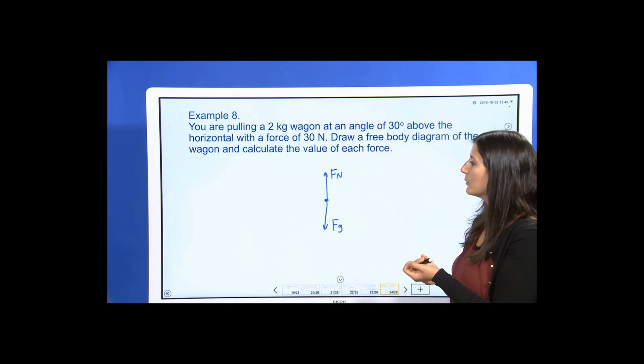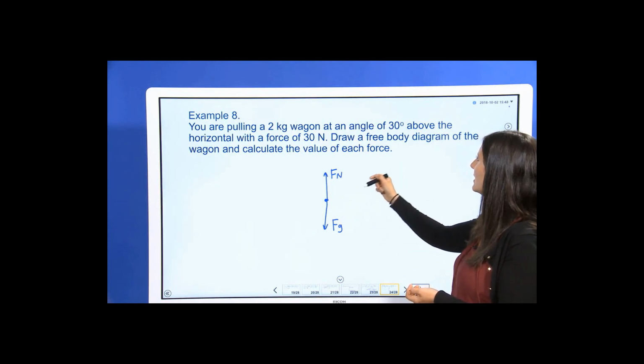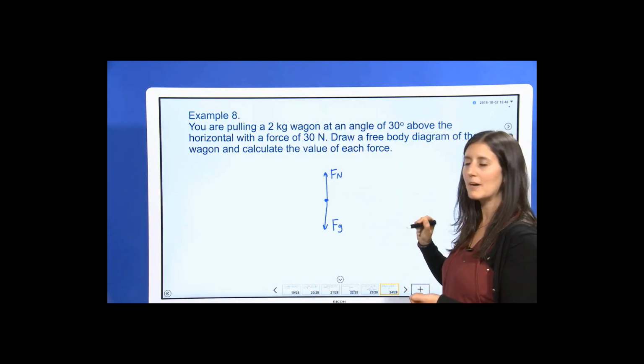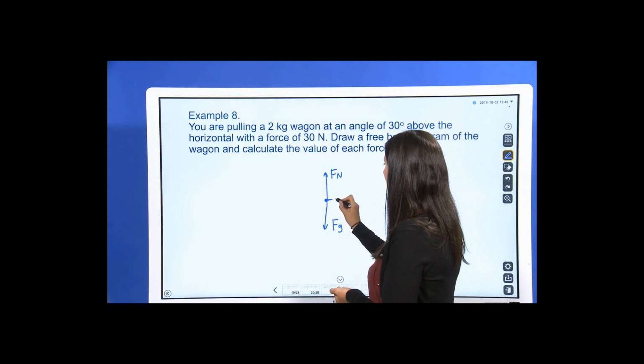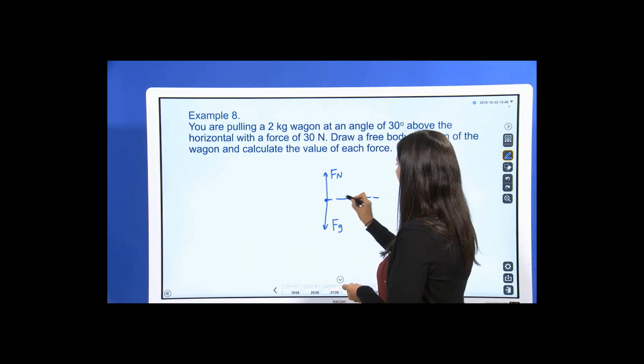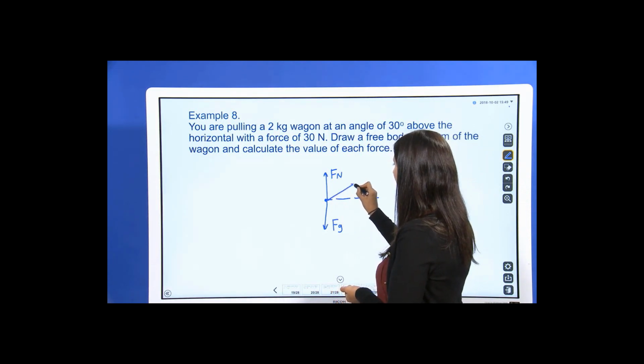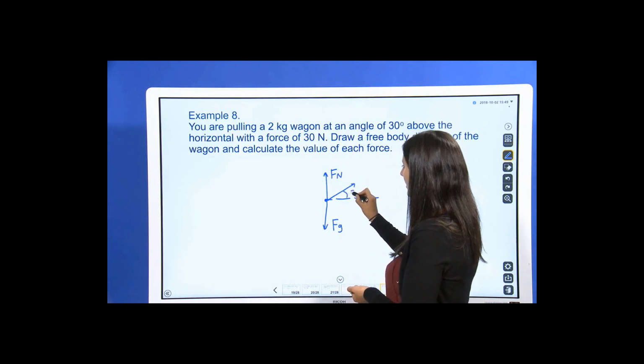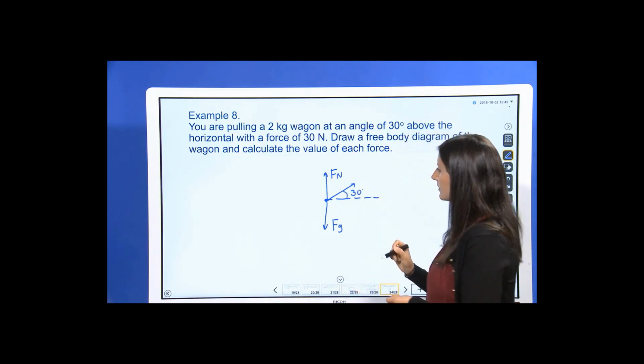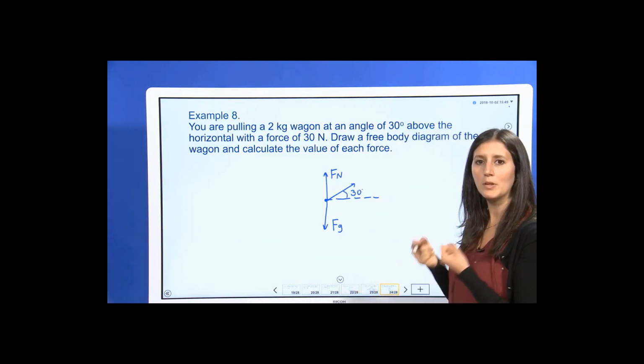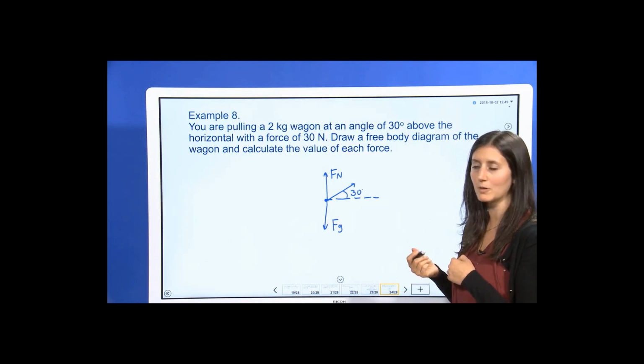Now we're pulling the wagon, let's say I'm pulling it this way, at an angle of 30 degrees above the horizontal. So if this is my horizontal here, I'm pulling it at 30 degrees above the horizontal. So this is 30 degrees. And the force of me pulling it would be called the applied force.